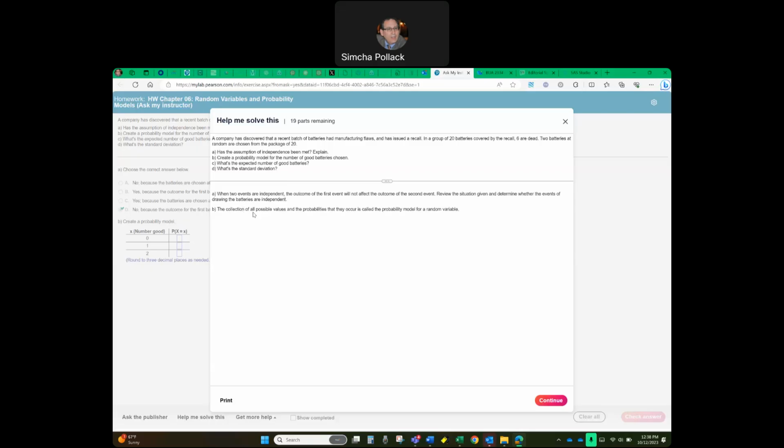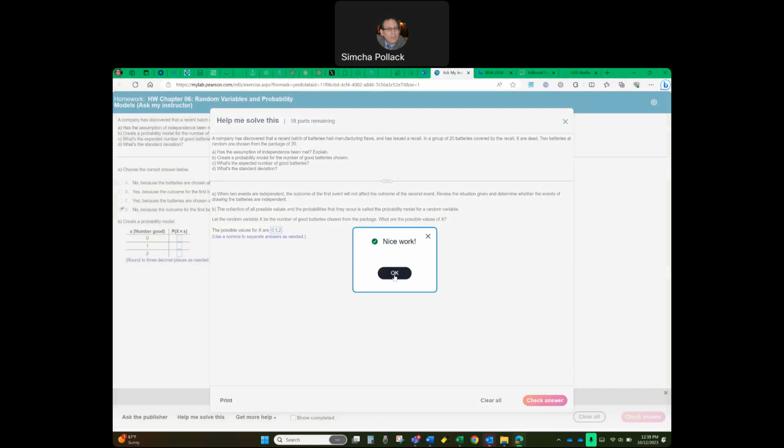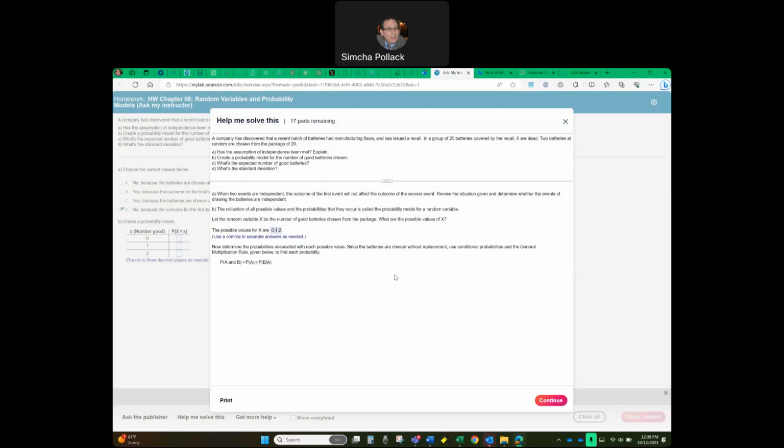Then it says, what are all the possibilities? Well, if you're picking 2 batteries, the answer has to be, for X, meaning the outcomes that are possible in this case, either 0, 1, or 2. That's the answer. Check answer. And so far, so good. Then it says to calculate the probabilities of 0, 1, or 2.